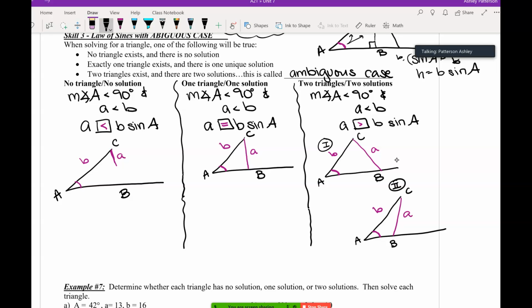But, Ms. Patterson, these are all acute angles. What if the given angle is obtuse? Good question. Well, if the angle that is given to us is obtuse, there is only one possible triangle that could come from that. So if the measure of the given angle is greater than 90, it will follow suit that the corresponding side is also greater than the non-corresponding side. Then we only have one triangle.